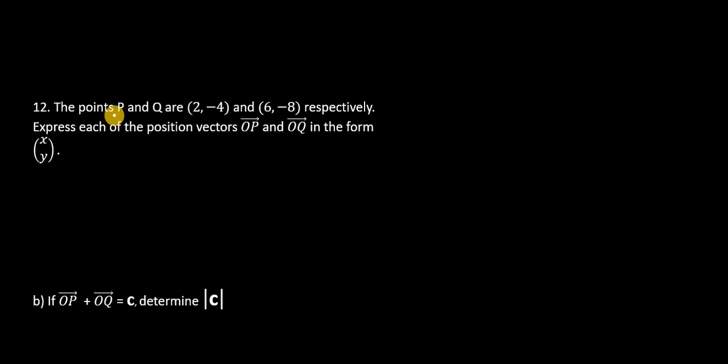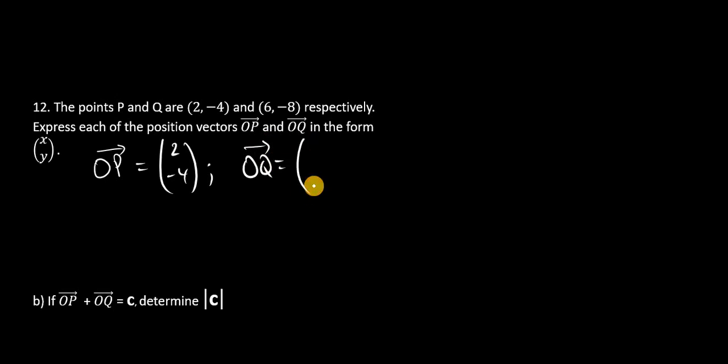Okay, next, the points P and Q are (2, -4) and (6, -8) respectively. Express each of the position vectors OP and OQ in the form (x, y) as a column vector. So OP is the position vector of P with coordinates 2 and -4, and then we have OQ, the position vector of the point Q, which is 6, -8. Now remember this, they call P and Q, then they give the coordinates respectively. So P has that coordinate and Q has that coordinate.